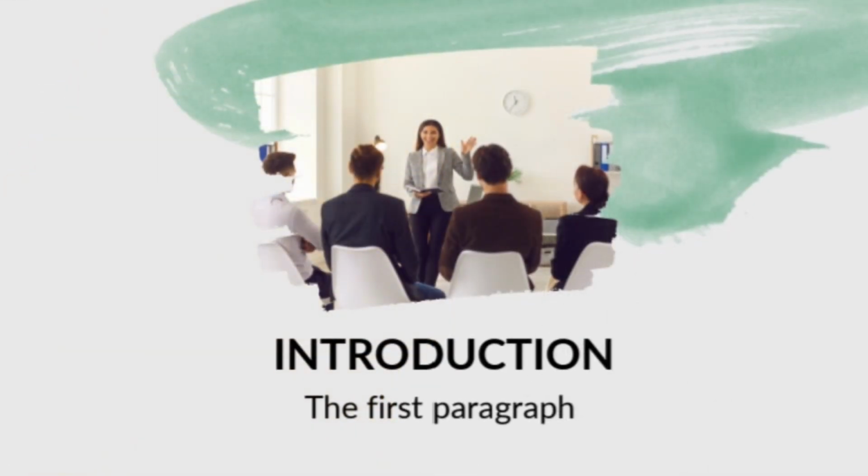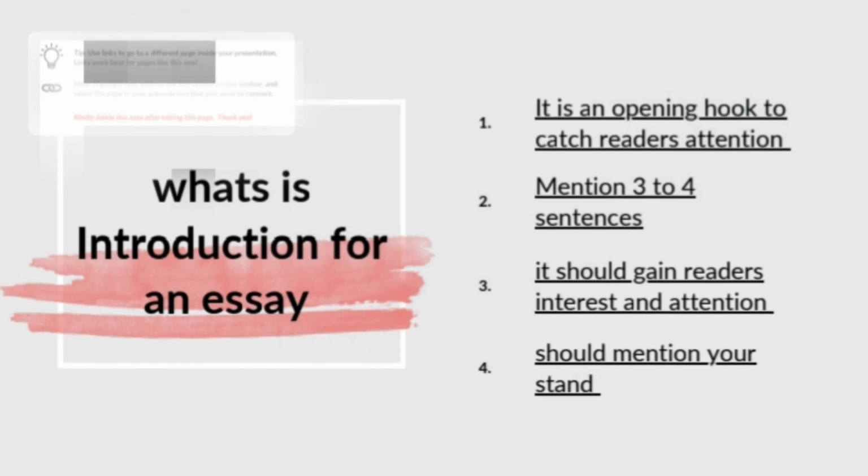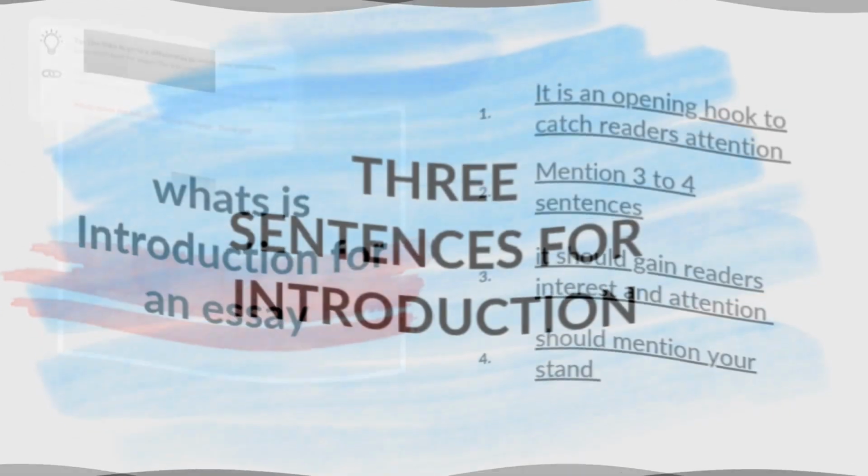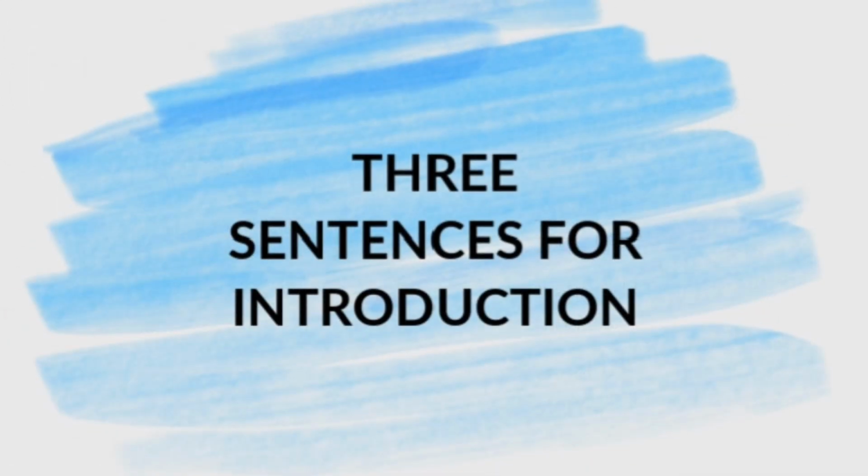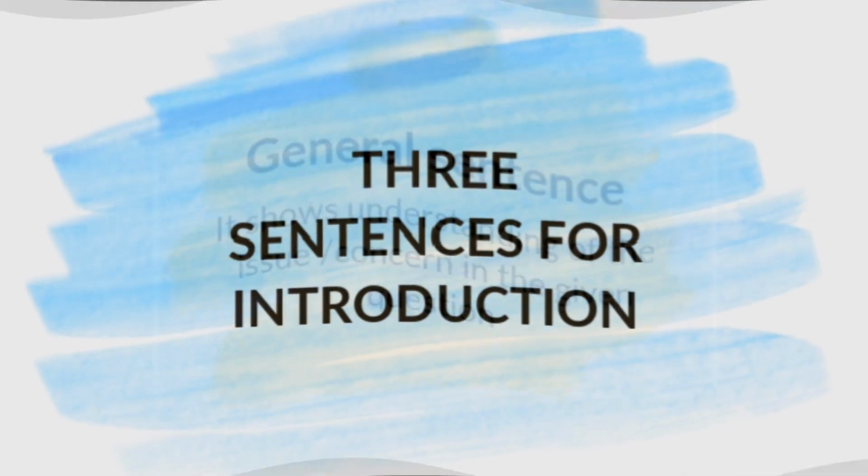Let's initiate with the introduction, the first paragraph for any essay. So IELTS demands 3 good sentences while writing your intros. It should be formal and catch the reader's attention. It should clearly mention your stand, of course. It has to be written in 3 to 4 relative sentences. Let's try out those 3 good introductory sentences for writing a very good introduction.